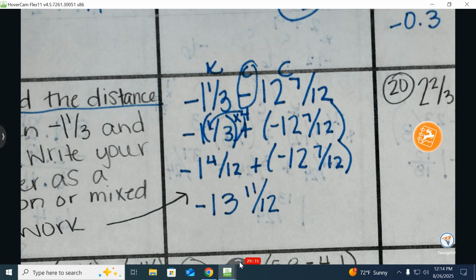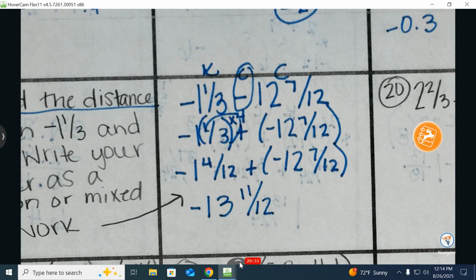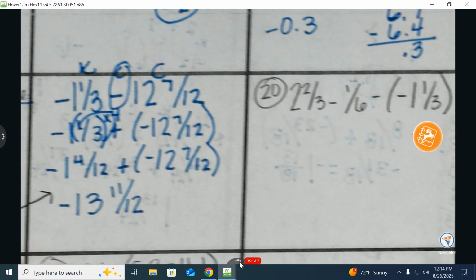And it's negative. All right. Number 20, go ahead and do keep, change, change. Some of these problems should be looking familiar to you. Pause the video and finish 20.